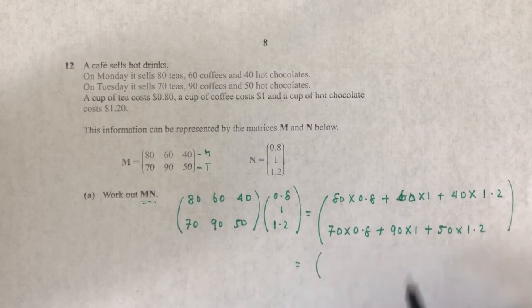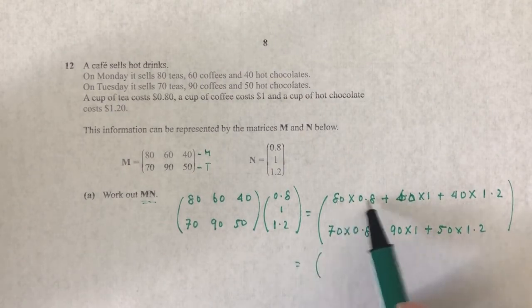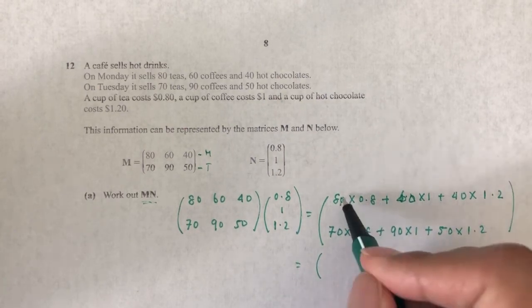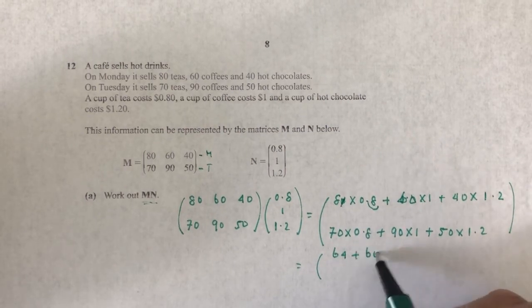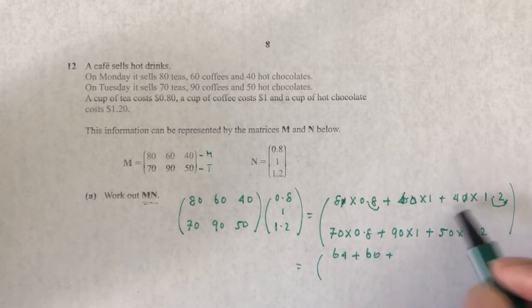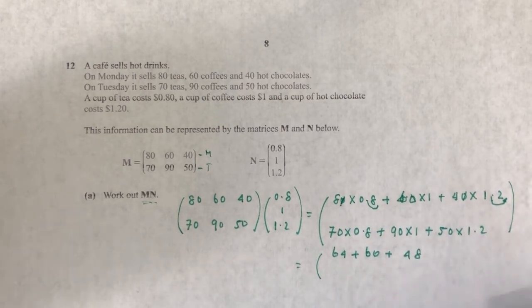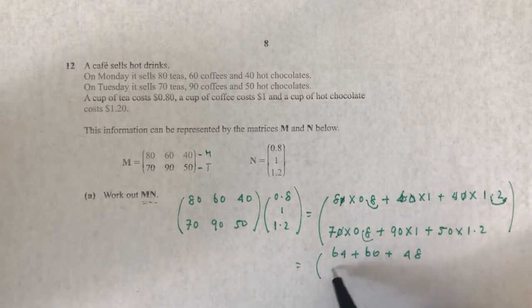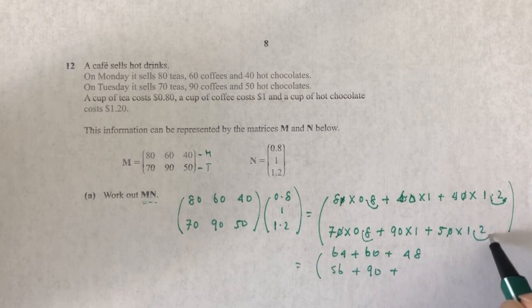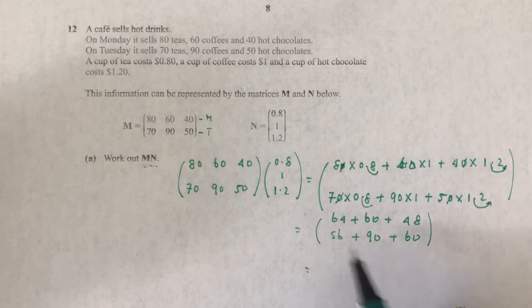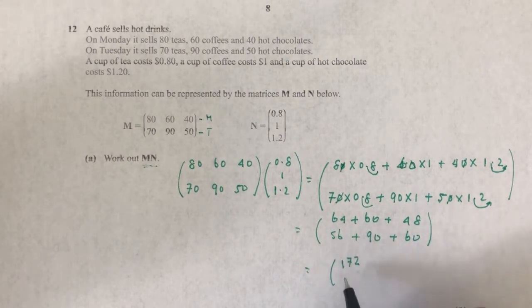Okay, so now let's simplify. We have what? So 80 times 0.8, we can times 10 first. We cancel the 0, so it moves here and becomes 64 plus 60 plus, so they'll move here, 4 times 12 will be 48, and then here same thing, 56 plus 90 plus, so if we cut the 0, this will move back, so 5 times 12 will be 60. So now we simplify. This is pretty easy. We just have to add them up. We will have 172 for the first one, and then this one will be 206.